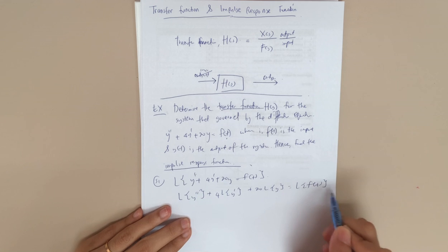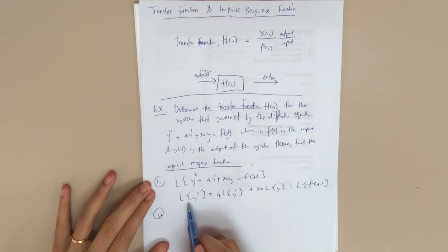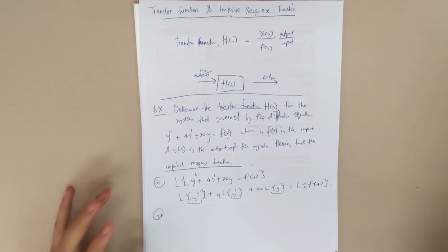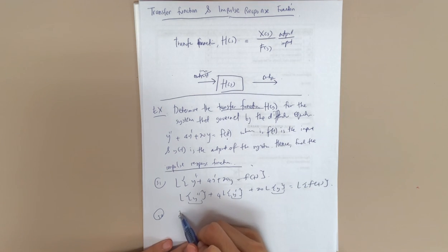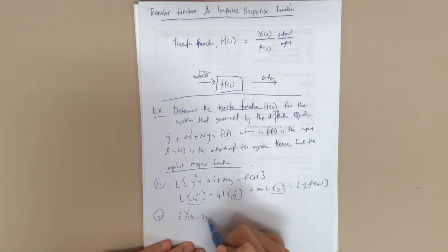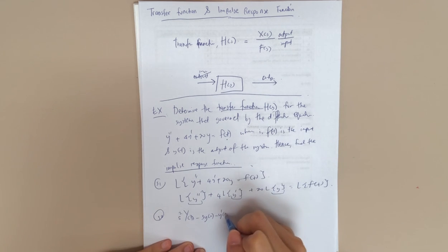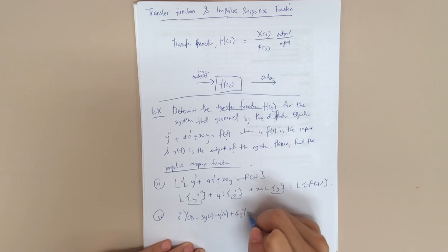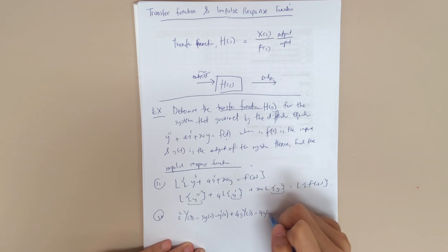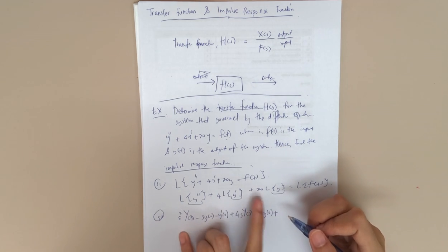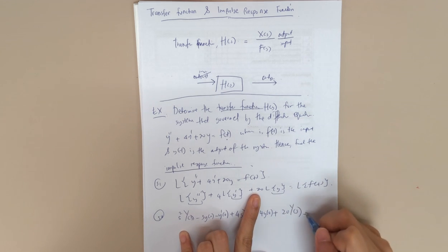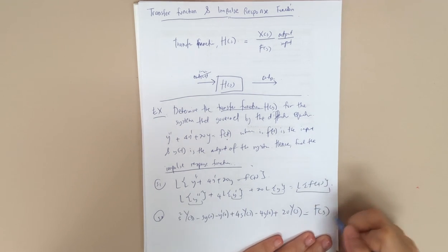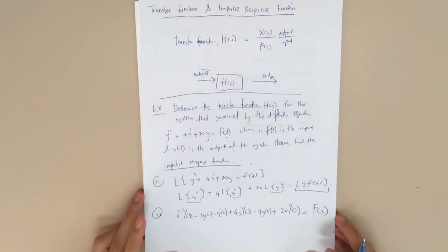Alright class, now what we do next is we substitute all of this: y double prime, y prime and y. Still remember? It will become s squared Y(s) minus s y(0) minus y prime(0) for this one, and then plus 4 s Y(s) minus 4 y(0), done. Then plus 20 Y(s). And how about this one? The Laplace transform of f(t) is equal to F(s), so you just write F(s).